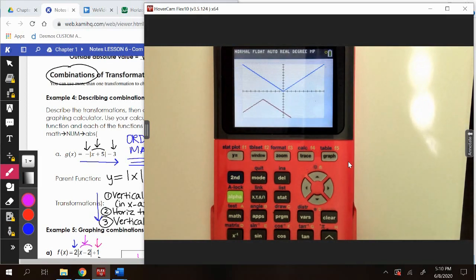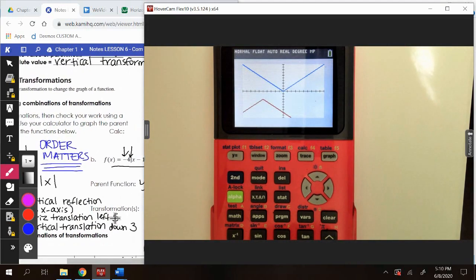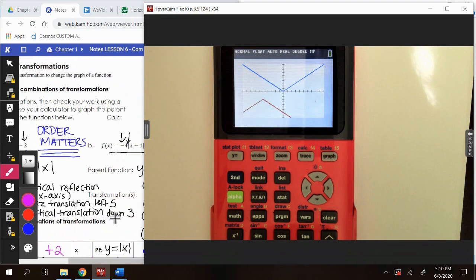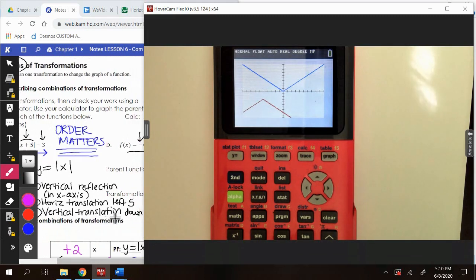And it looks to me like it's been vertically reflected, flipped, right? That's the same thing as a vertical reflection. Not only has it been flipped, but it's also been moved to the left and down. What did we get? We said vertical reflection, horizontal translation left 5, and vertical translation down 3. So it does look like it's been moved left 5 and down 3.